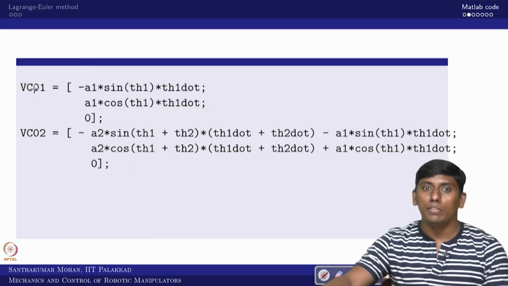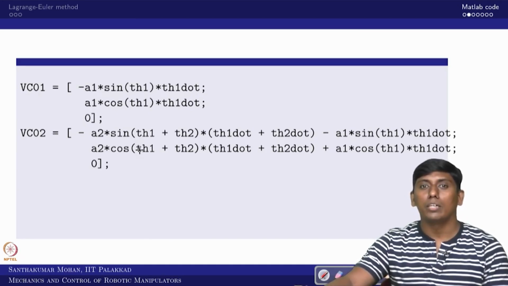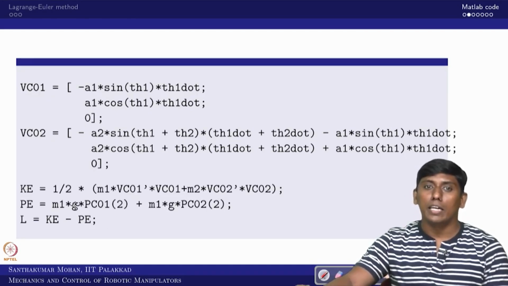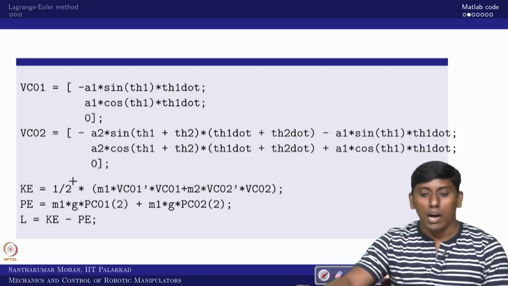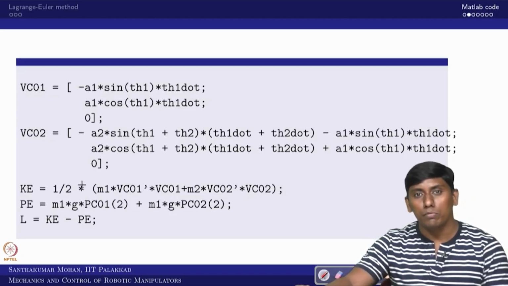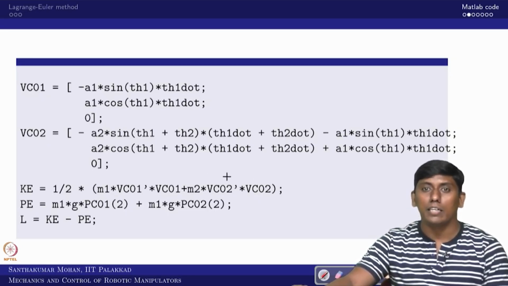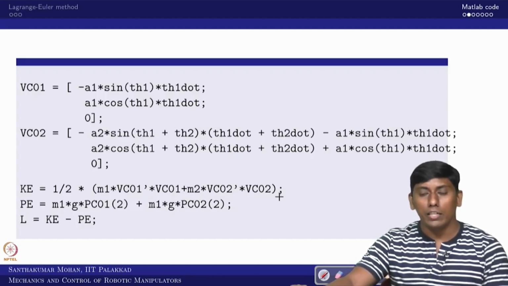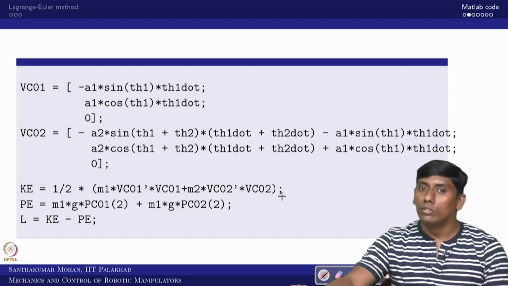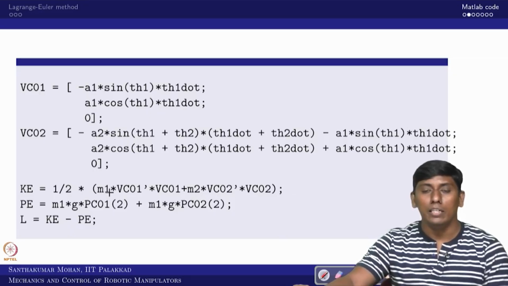Now that I have VC01 and VC02, what I want is the kinetic energy. The kinetic energy is half into m Vc1 transpose Vc1, okay, Vc01. This is what we have seen how to write in syntax, and in a similar way the second link's kinetic energy also. Fortunately, there is no rotational kinetic energy here, so we can leave it; only the translational kinetic energy we have taken.